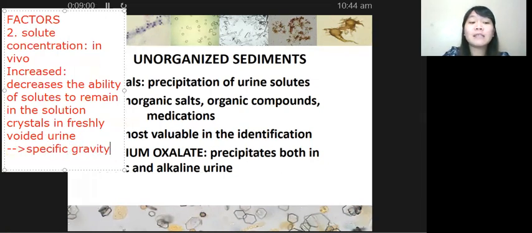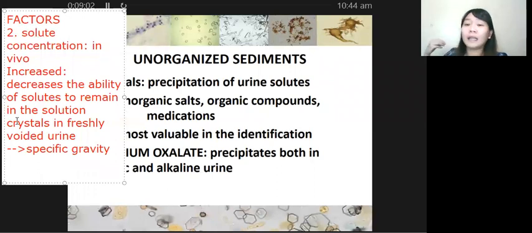Okay? So ibig sabihin, class, pagkatingin mo sa microscope at marami kang nakitang crystals, tignan mo yung specific gravity na nakuha mo during your reagent strip testing. Okay? Kasi pag marami kang crystals na nakita, it follows na mataas ang specific gravity ng urine sample mo. Alright, ayan. So that is another factor that we have to consider. We have your solute concentration.